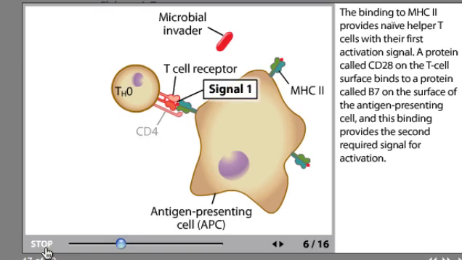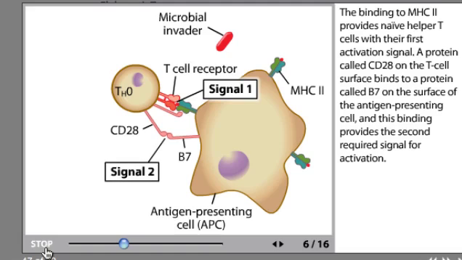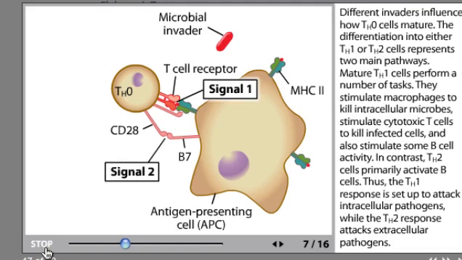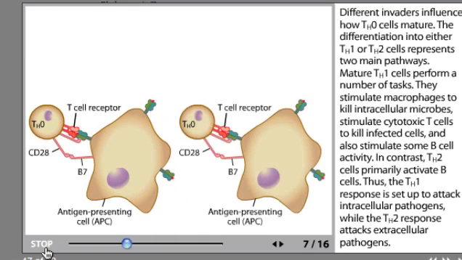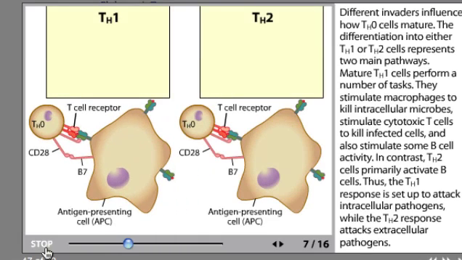A protein called CD28 on the T cell surface binds to a protein called B7 on the surface of the antigen-presenting cell, and this binding provides the second required signal for activation. Different invaders influence how Th0 cells mature. The differentiation into either Th1 or Th2 cells represents two main pathways.